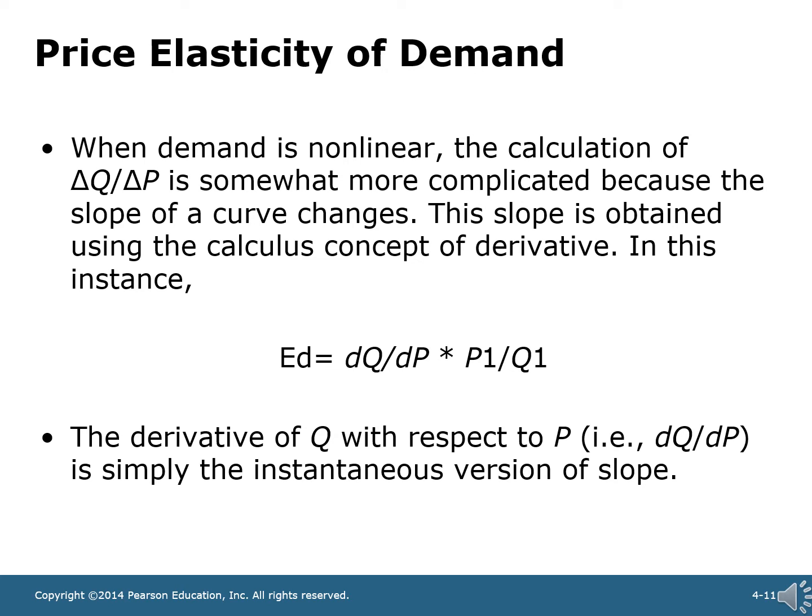So basically what the derivative can be thought of, for those of you that haven't had calculus, is the instantaneous version of slope. So it's a slope at that one specific point. What you're trying to do is calculate a line that is tangent, so it only touches at that one specific point.